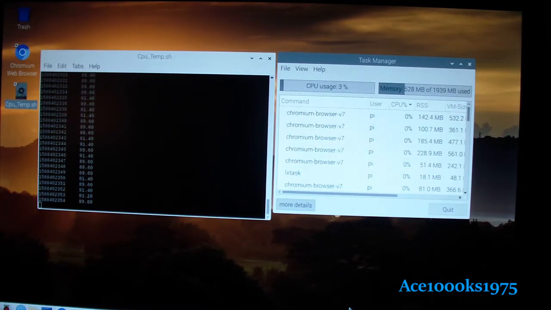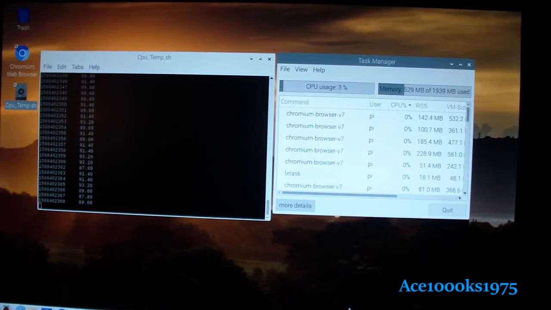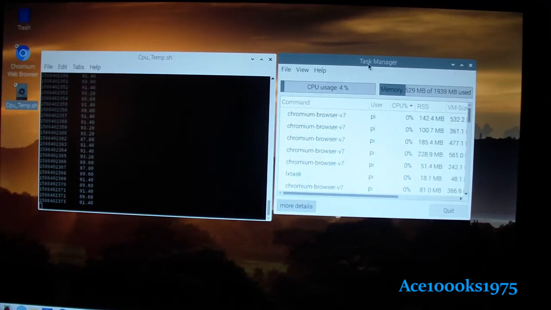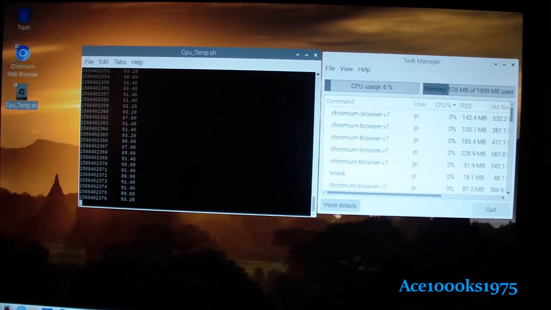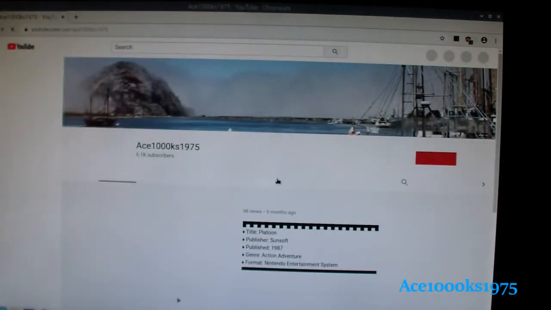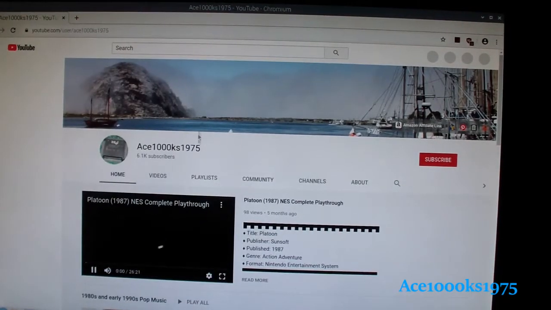So it's hovering around 89 degrees to about 93 degrees Fahrenheit. And right now it's on idle, so it's not doing anything. So I'm going to run some stuff, like go on the internet, and run some videos. See if that increases the temperature.